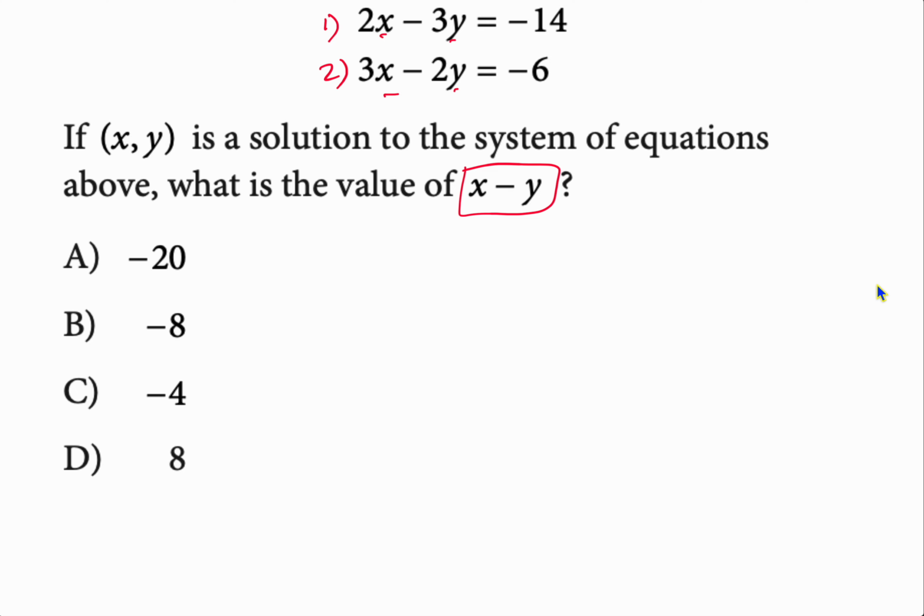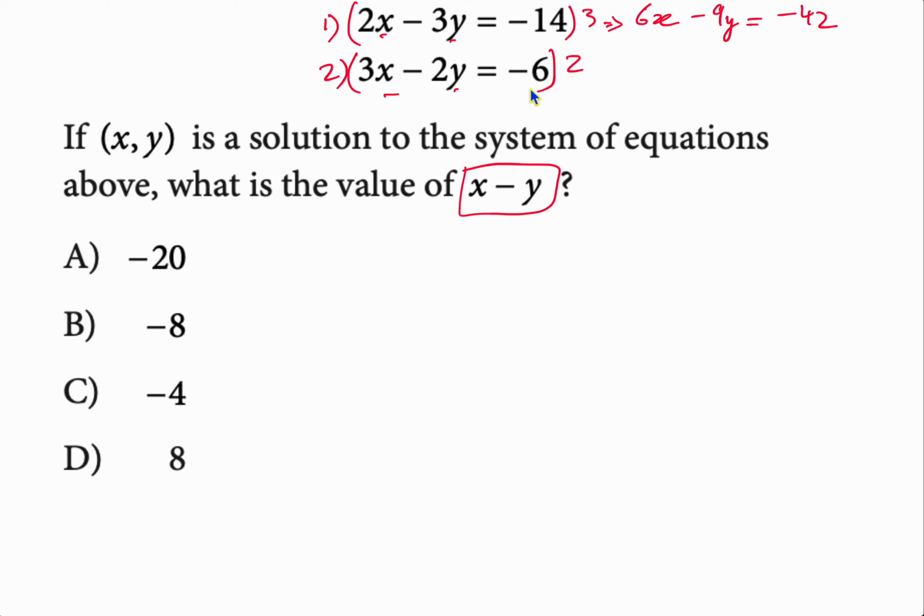First, we multiply the first equation by 3, because I want to get rid of the x, right? So first I multiply both sides by 3, and then the second equation I want to multiply both sides, the left and then the right, by 2, because I want to get rid of the x. So that will give me what? That will give me 3 times 2x, I have 6x. 3 times negative 3y, I have minus 9y, equals 3 times negative 14, that's negative 42.